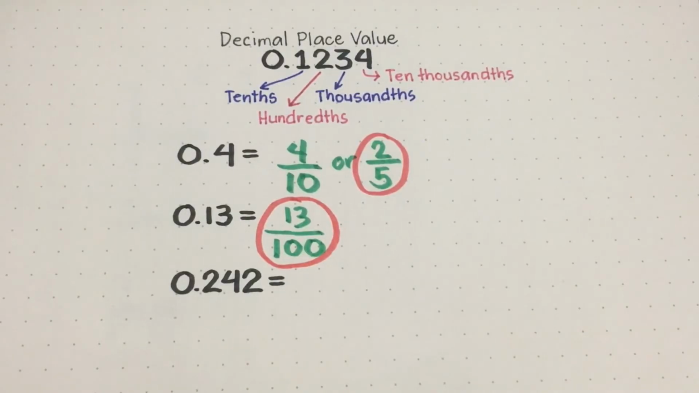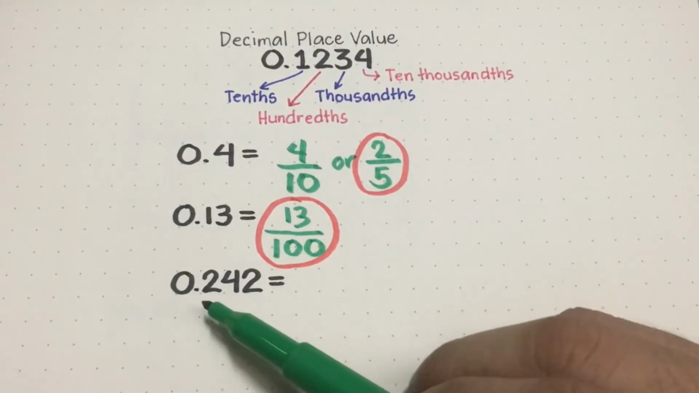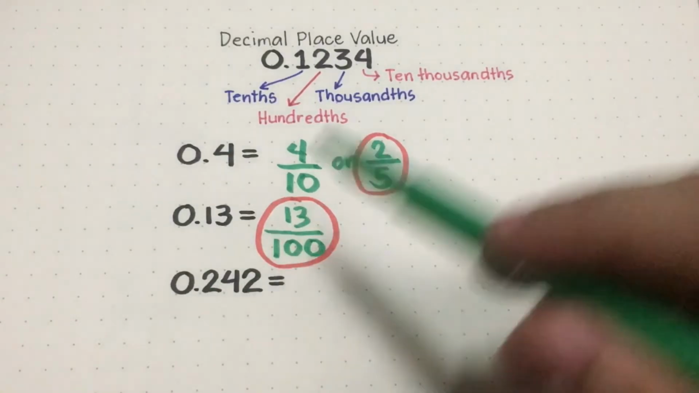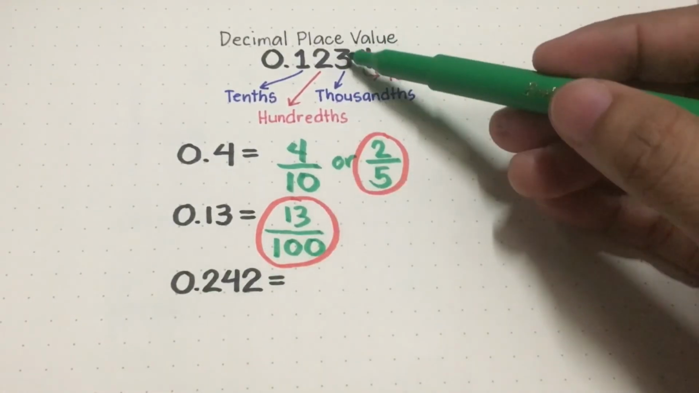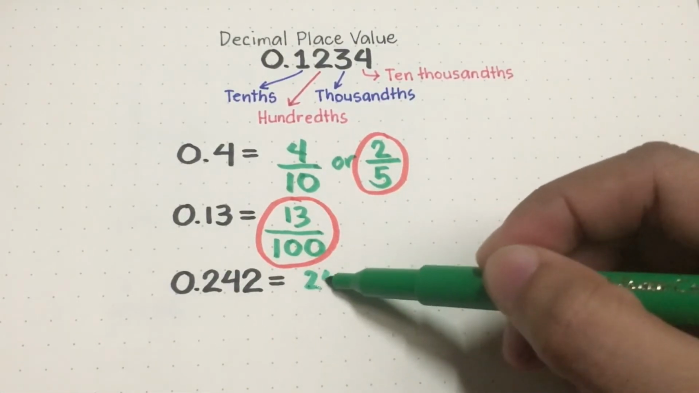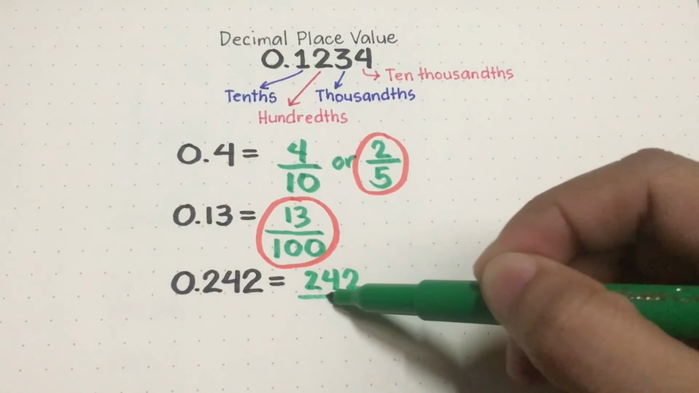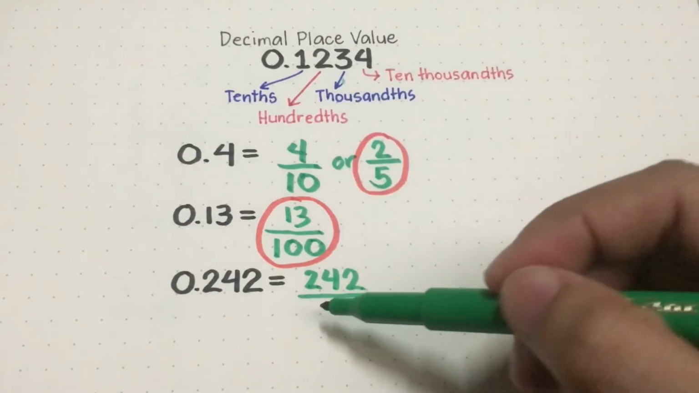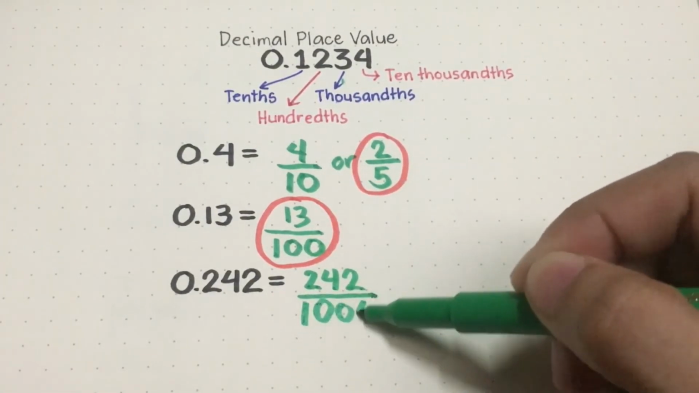Let's try another one. 0.242. It has 3 digits after the decimal point. So it means the place value of the last digit is thousandths. So therefore, we will use this 242 as our numerator. And for the denominator, the place value is thousandths, so we'll use 1,000.